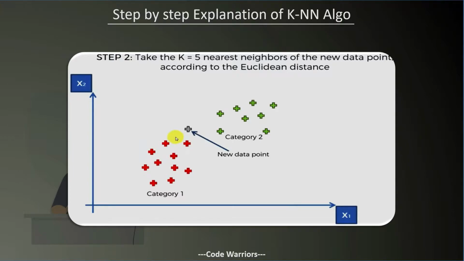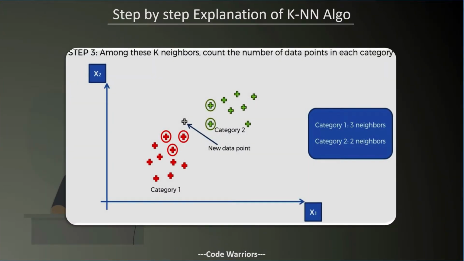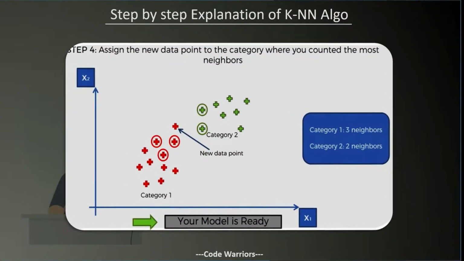Step 2: take the k equal to 5 nearest neighbors of the new data point according to the Euclidean distance. In step 2 we choose the 5 nearest points by calculating the Euclidean distance between these points. In step 3, among these k neighbors, count the number of data points in each category. As you can see, the marked points are the 5 nearest points: there are 3 points in category 1 and 2 points in category 2 that are nearest to our new data point. Now we will move toward step 4.